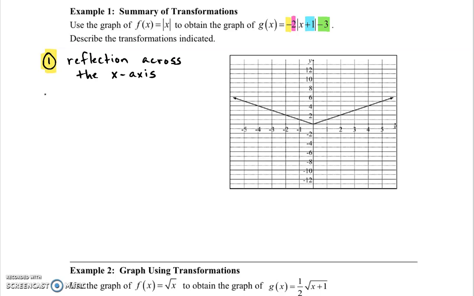Then the second thing we do, it looks like, is multiply everything by 2. So the pink one, and when I say everything, I mean the y coordinates, because this is a vertical stretch by a factor of 2.